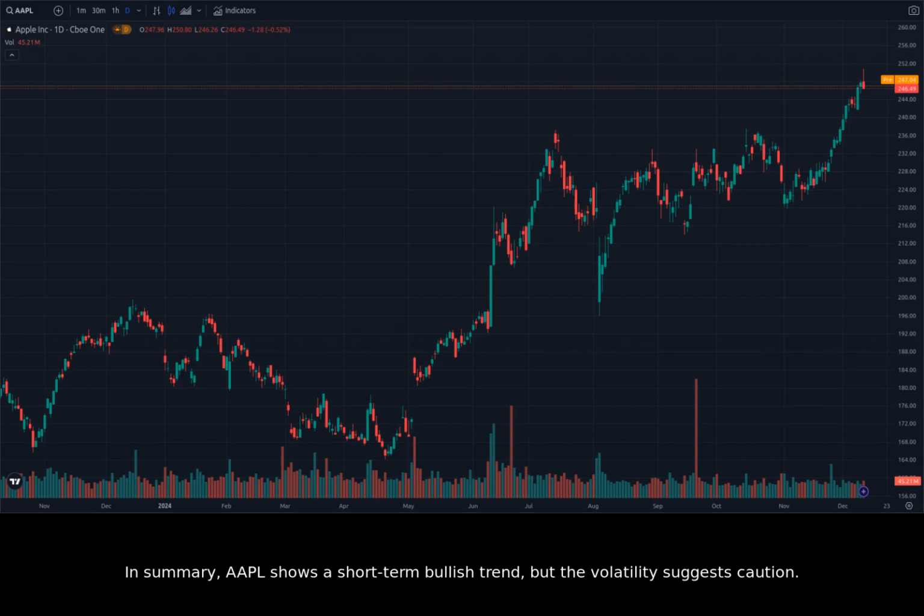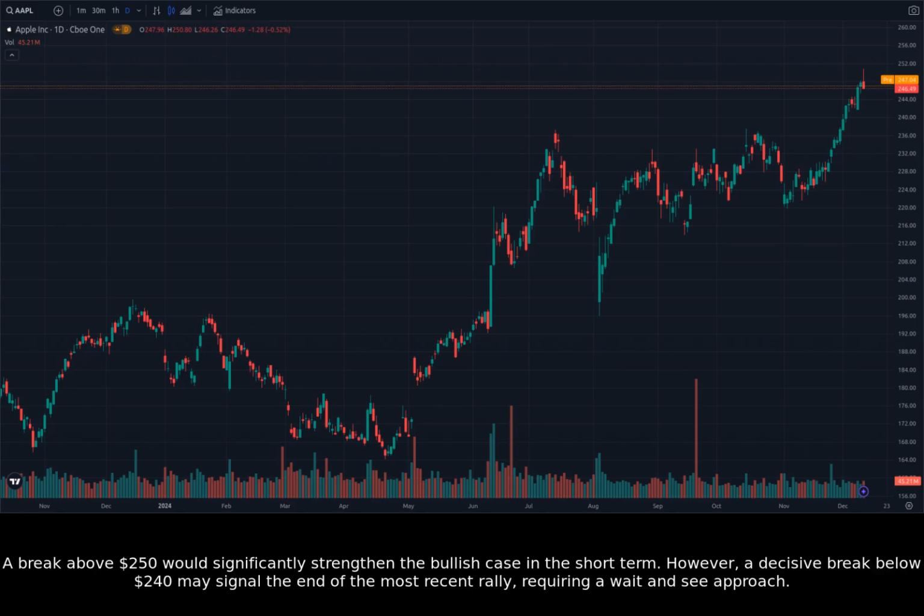In summary, Apple shows a short-term bullish trend, but the volatility suggests caution. The $240 support and $250 resistance levels are crucial to watch. A break above $250 would significantly strengthen the bullish case in the short term. However, a decisive break below $240 may signal the end of the most recent rally, requiring a wait-and-see approach.